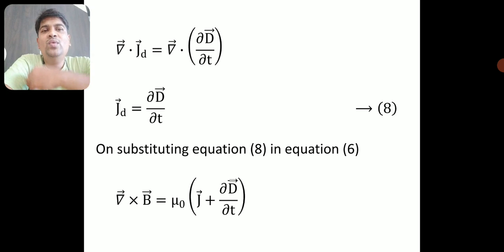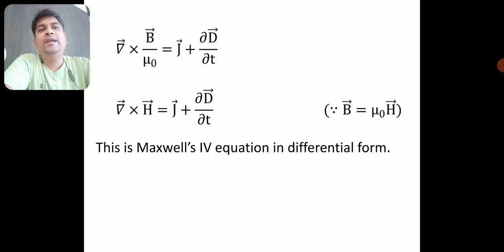Now on substituting equation 8 in equation 6, go back and see what equation 6 is. It is curl of B is equal to μ0 times (J plus JD). So for JD I am substituting ∂D/∂t. Therefore equation 6 becomes curl of B is equal to μ0 times (J plus ∂D/∂t). Now I am dividing by μ0 on the left hand side denominator. So curl of B by μ0 is equal to J plus ∂D/∂t.